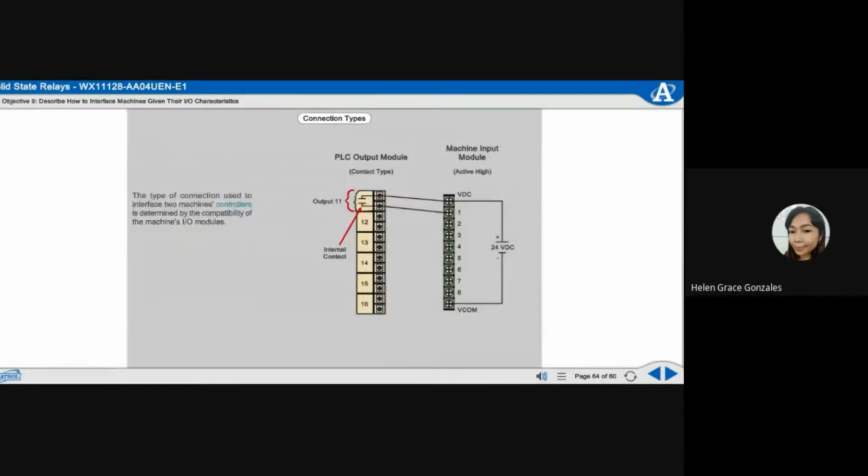The type of connection used to interface two machines' controllers is determined by the compatibility of the machine's I/O modules. There are two types of connections: direct connection and indirect connection.